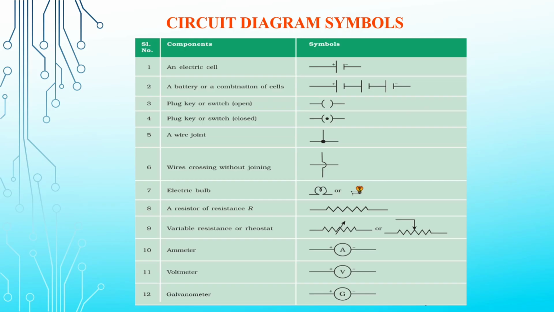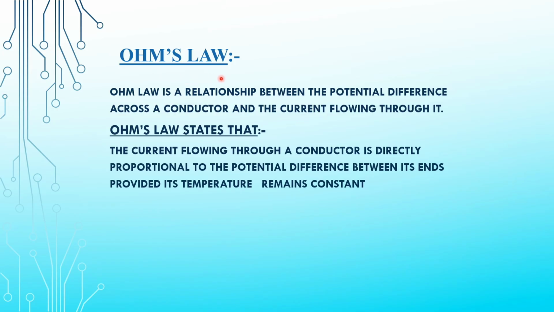Ohm's law. This Ohm's law is a relationship between the potential difference across a conductor and the current flowing through it. Ohm's law states that the current flowing through a conductor is directly proportional to the potential difference between its ends, provided its temperature remains constant.